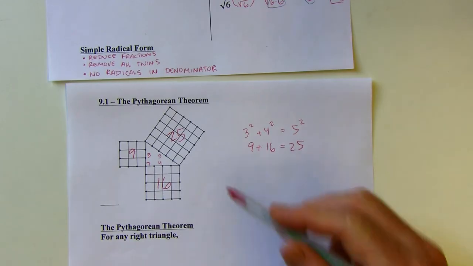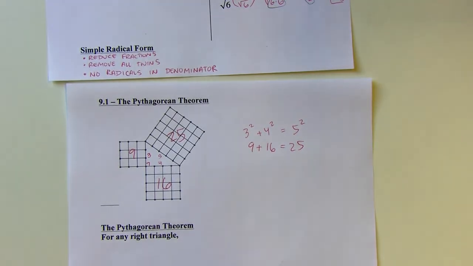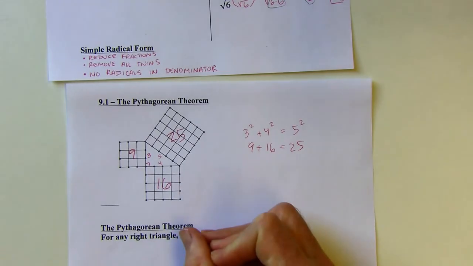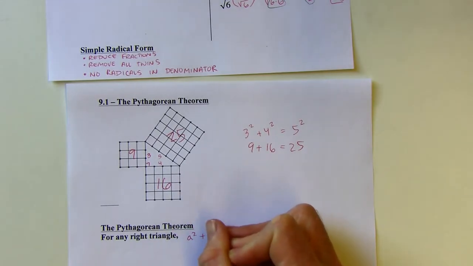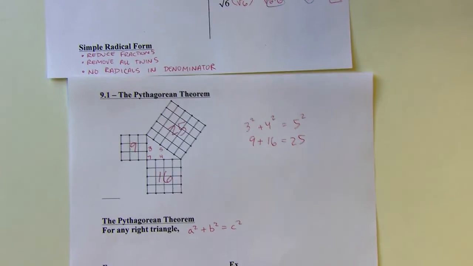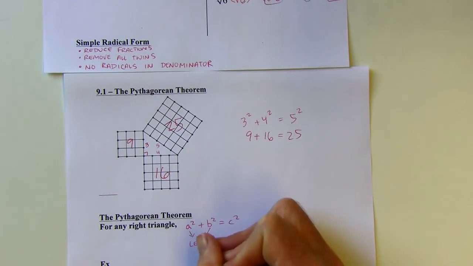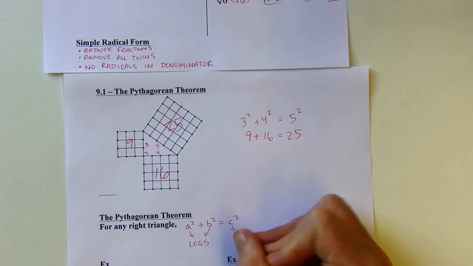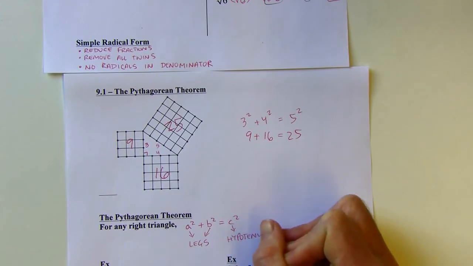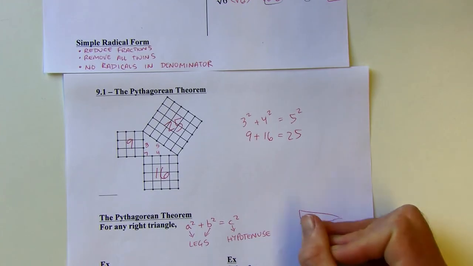Okay, this is a right triangle, and this relationship works for this right triangle, but it works for any right triangle. Okay, and here is the Pythagorean theorem itself. Okay, so A and B are going to be the legs of a right triangle, and C will be the hypotenuse.